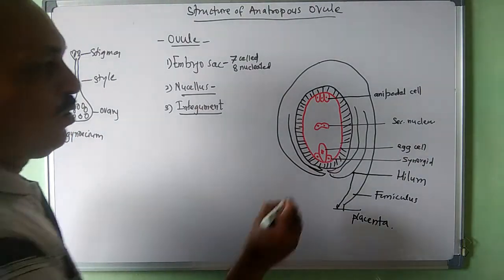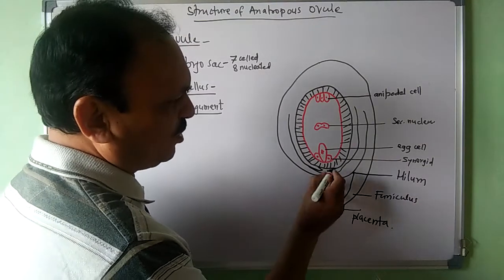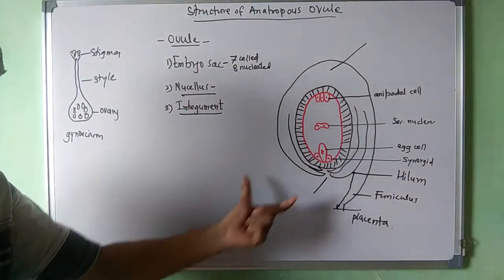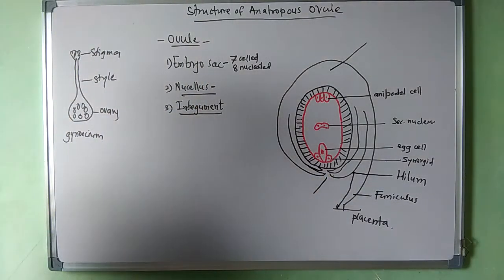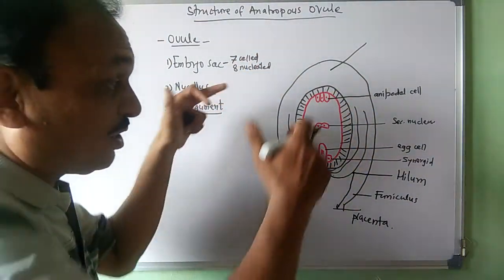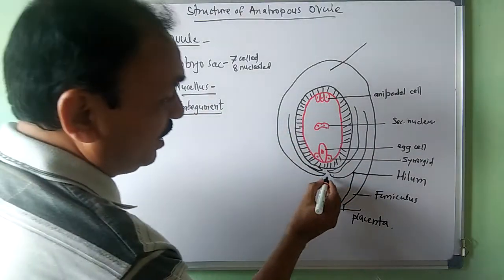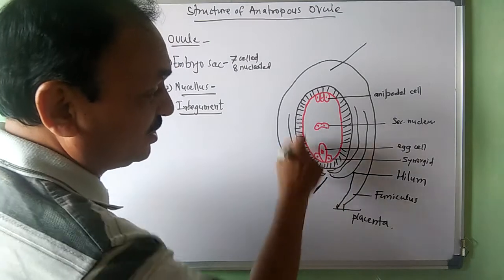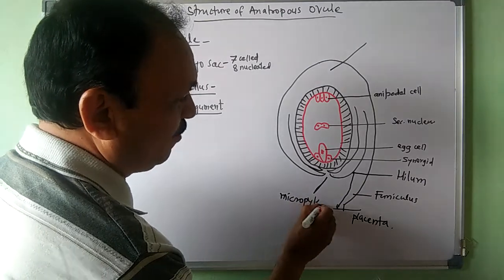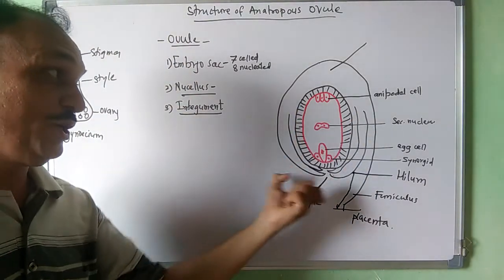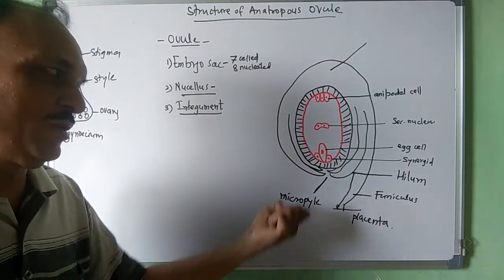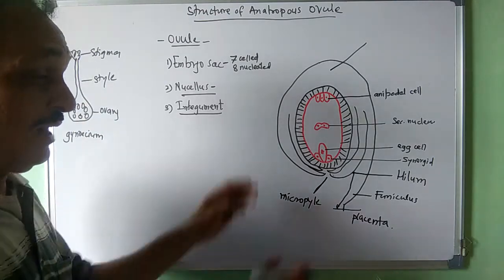Now this is the ovule, this is the base of the ovule, and this is the apex of the ovule. At the apex, there is a small opening where the integuments are interrupted. That means the integuments do not fully cover the embryo sac at one point, and that small pore is called the micropyle.